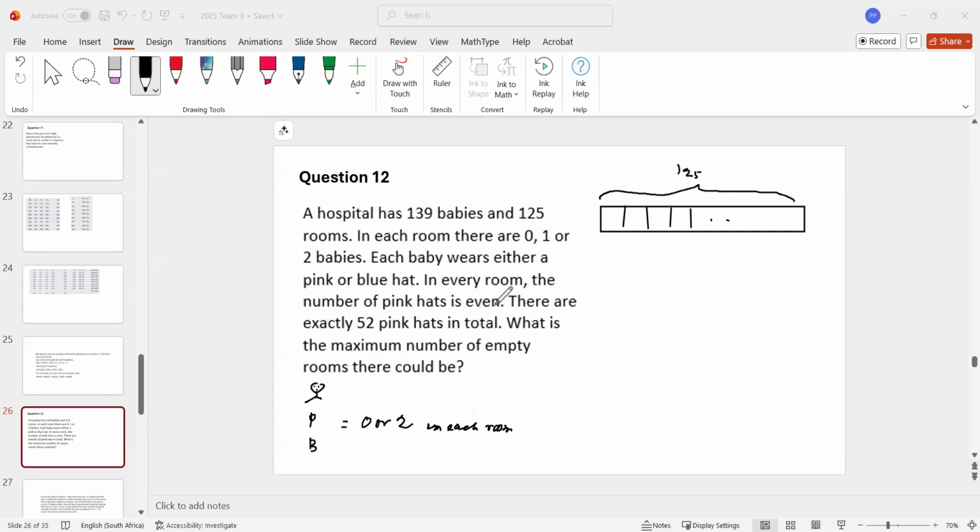All right. Now there are exactly 52 pink hats in total. Oh, there's not much to go around. And now they ask, what is the maximum number of empty rooms there could be? Okay, so to answer this question, you have 125 rooms, but you've got 139 babies.